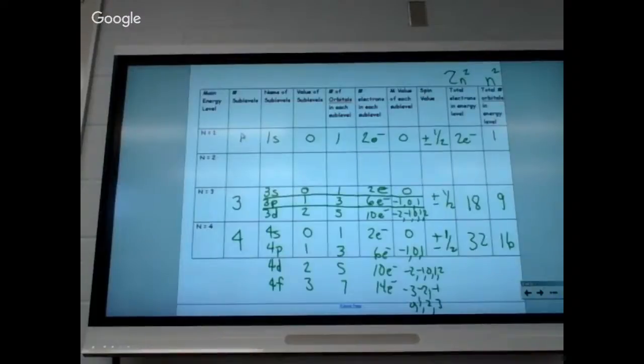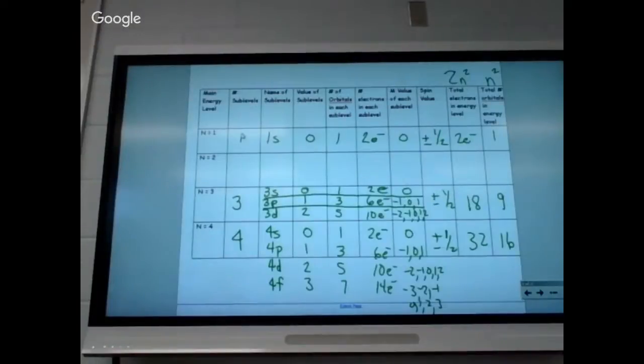Yep, -1, 0, and 1. What are the m values of f? -3, -2, -1, 0, 1, 2, 3. Yes, that went from -3 to +3 for those of you who didn't hear Chris mumble over there. All right, what are the values for the spin quantum number?